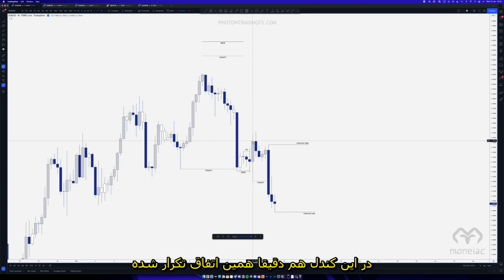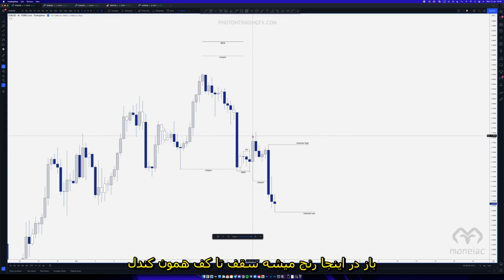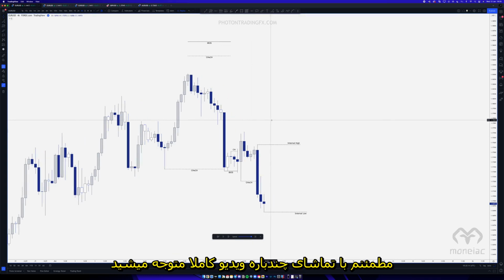And then the exact same thing happens again, right? On this candle, it takes the high and the low of this candle. So then, again, you expand the internal range. It's getting confusing because I keep saying high and low and all these words, but you see me just go through it. You can rewatch it there, right?